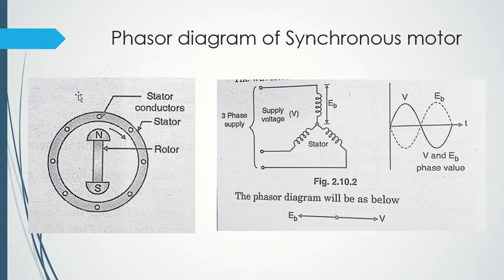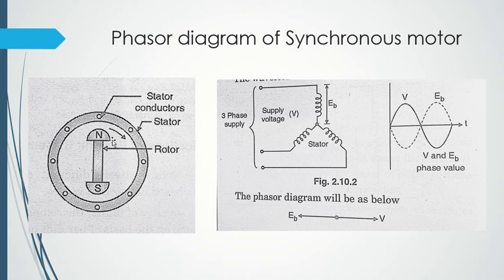Similarly, with the synchronous motor, back EMF is also produced in the stator conductors. In this diagram on the left, these small circles are my stator conductors. This whole ring is my stator, and inside we have a rotor with north and south poles, magnets. So let's take a synchronous motor. Back EMF will be produced in the stator conductors. When we connect this motor to supply, the rotor will start rotating in the direction shown, clockwise.